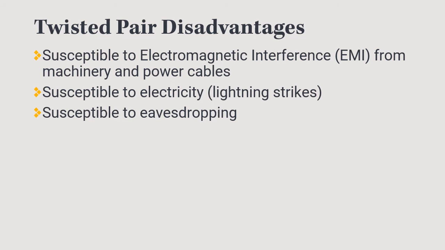The disadvantages are that it's very susceptible to electromagnetic interference, or EMI, from machinery that's close by or power cables. One source of EMI that's very common is fluorescent lighting. Because of the way that fluorescent lights generate the light, they actually generate a lot of electromagnetic noise.